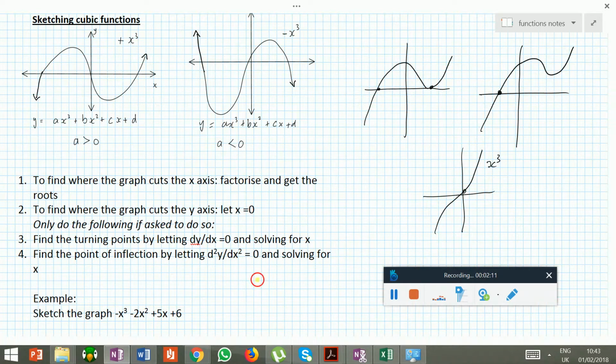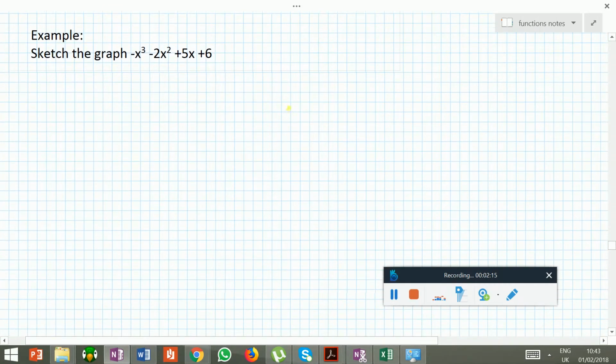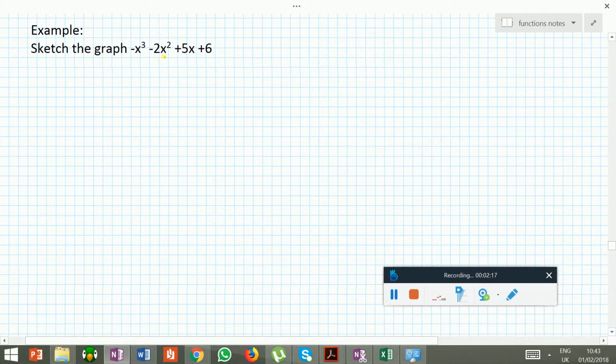Okay, so here's our first example. We want to sketch the graph of minus x cubed minus 2x squared plus 5x plus 6. Now the first step is to find the roots. Now normal procedure is to try x equals 1, x equals minus 1 and so on. But I'm going to jump. I know that x equals minus 1 is a root, so I just sub in x equals minus 1 just to prove that it is a root.